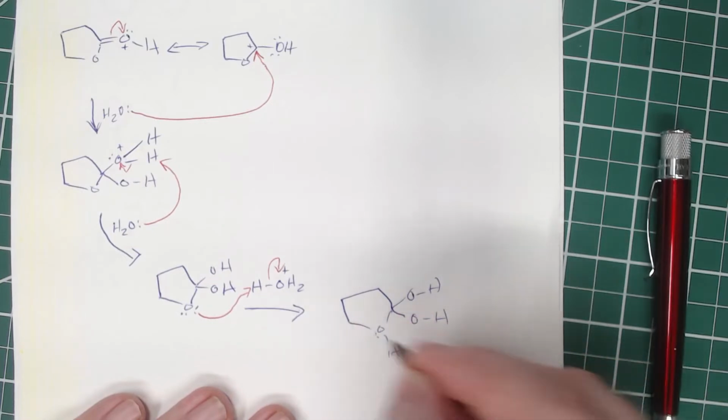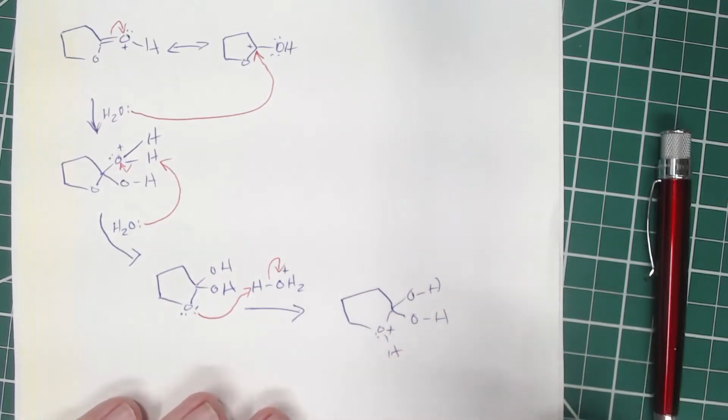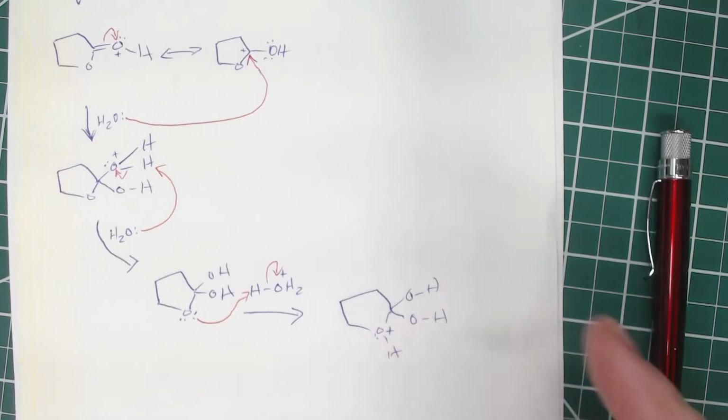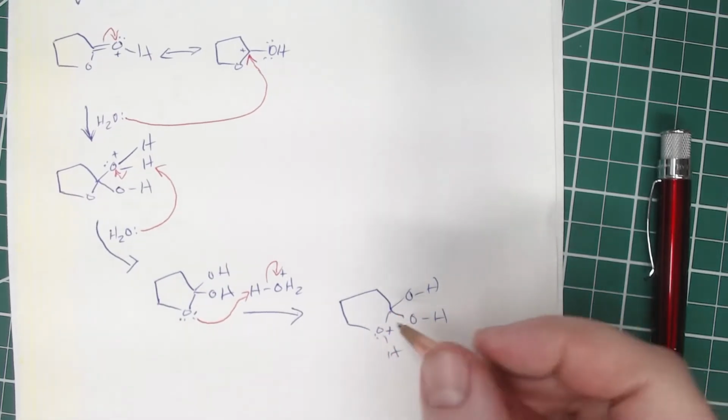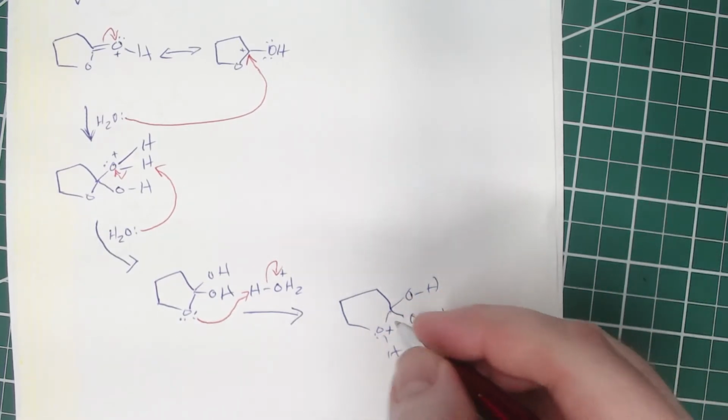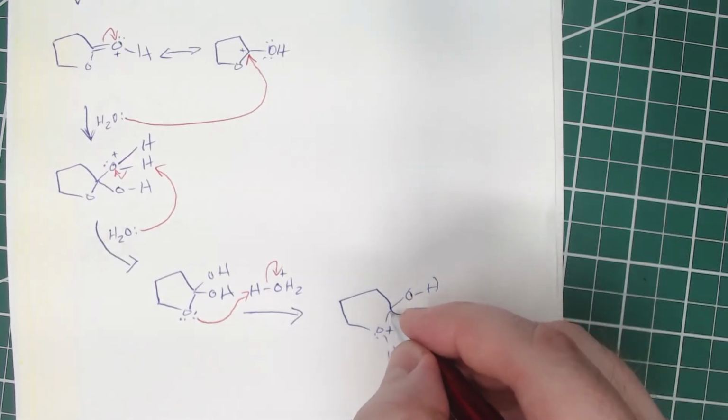There's still a pair of electrons there, but this has a positive charge. So at this point, we're going to break this carbon-oxygen bond. So we're going to kick that pair of electrons over to the oxygen, and that's going to put a positive charge on this carbon.